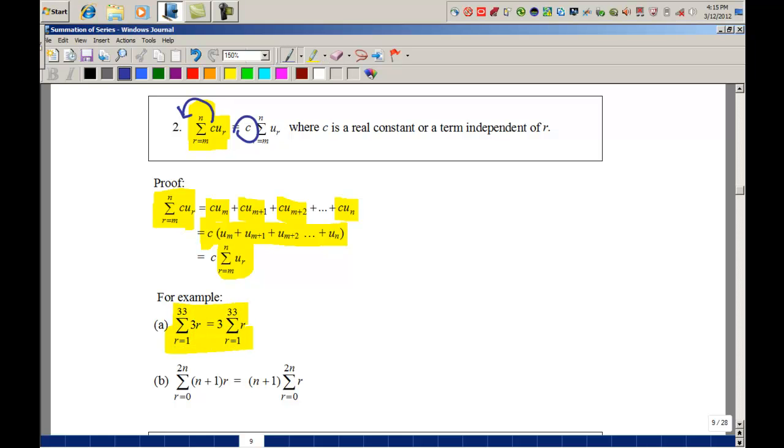So very simple examples are shown here. You want to sum from 1 to 33, 3r is the same as taking the 3 out. So you have 3, summation from 1 to 33, r. For B, it's similar. This time, the thing that we want to highlight is r is the number that's changing, n plus 1 is a constant. So because it's a constant, you can take the n plus 1 out. Note that you cannot take the r out. r is not a constant, so the r has to stay inside the summation symbol.